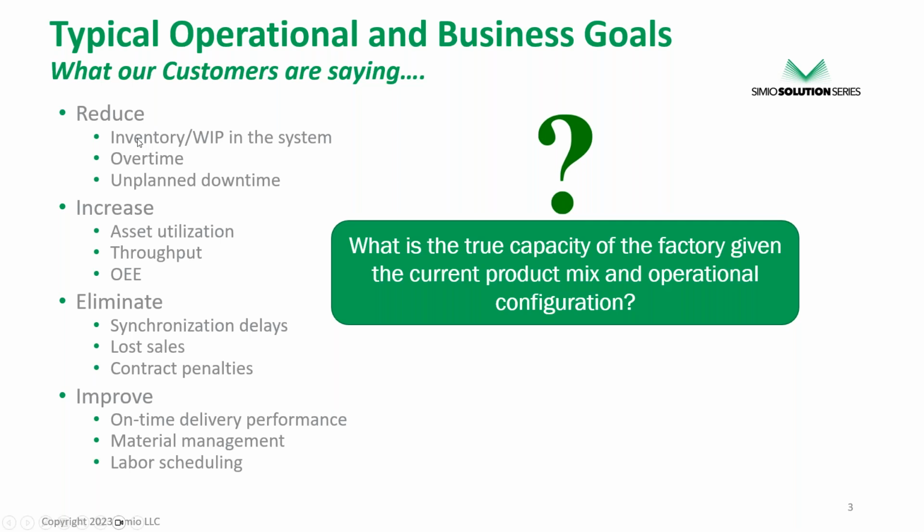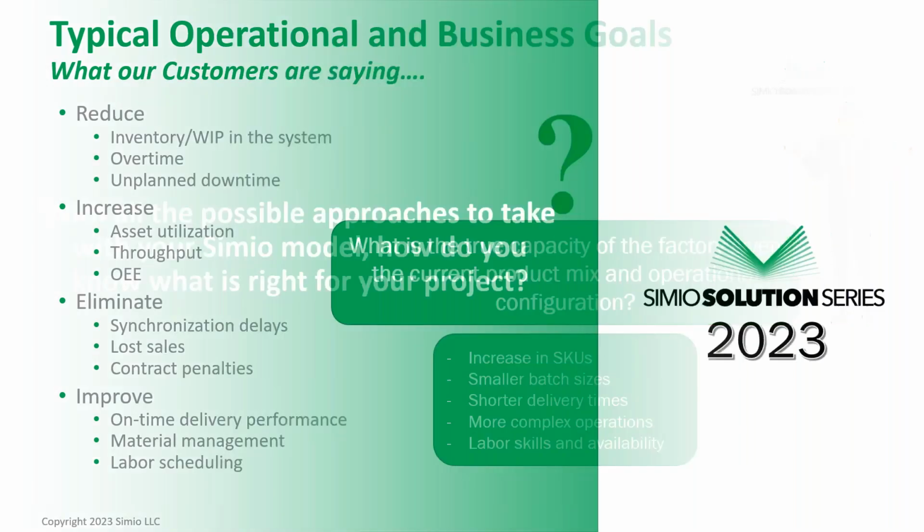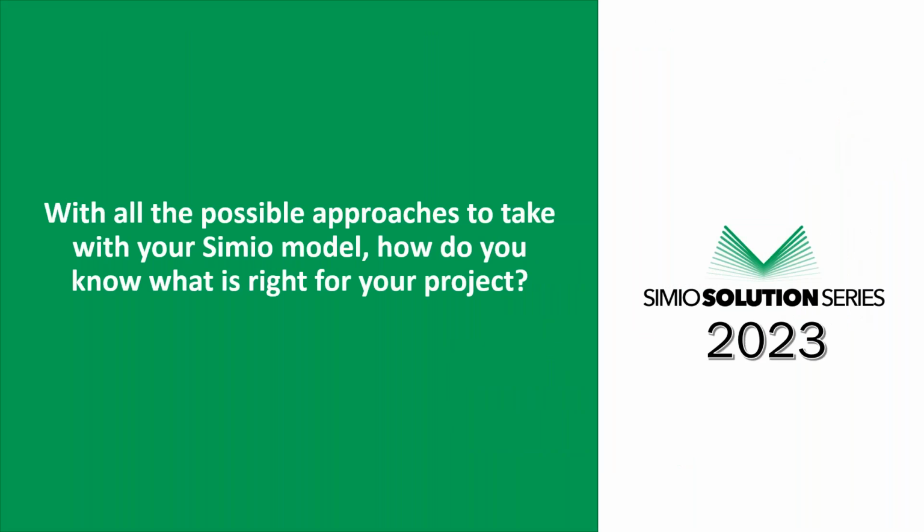And maybe we can ask, what is the true capacity of the factory given our product mix and operational configuration? Maybe if we were able to address these issues, we need to increase our SKUs, maybe we need shorter delivery times, maybe if we add more complex operations, what does that pose to our system? With all of these questions and challenges that could be set up in a Simio model, the question is, how do you know what is right for your project?